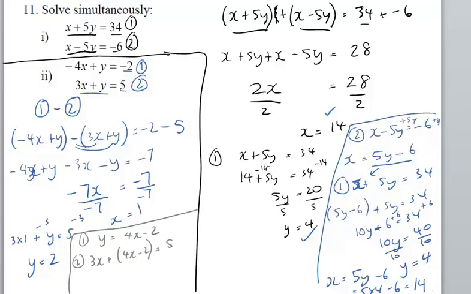So 3x plus 4x is 7x. Minus 2 is equal to 5. We add 2 and add 2. 7x is equal to 7. Divide by 7, x is equal to 1, which is what we had here. And then we substitute this into any of our equations above. We might substitute it into equation 1 or equation 2, but it's the same thing. We've got this x is equal to 1. So 3 times 1 plus y is equal to 5, and we're going to end up with y is equal to 2.